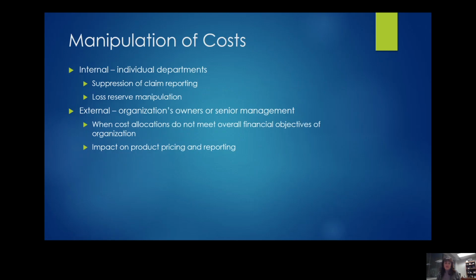It's more common than you might think. There's a lot of incentive to manipulate costs. Obviously, departments want the best bottom line. If they can hide costs or put them in areas where you're not going to easily find them, they have an opportunity to manipulate how their financials look, which we don't want to happen.